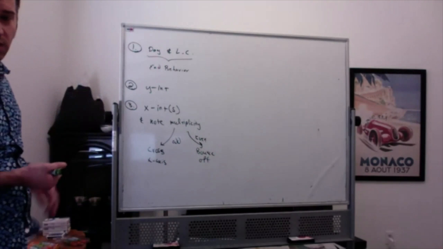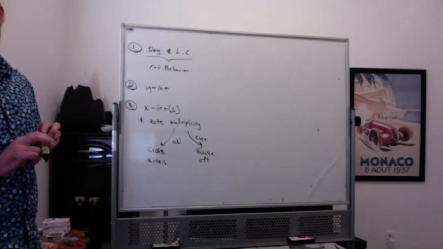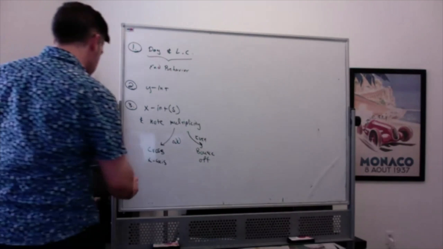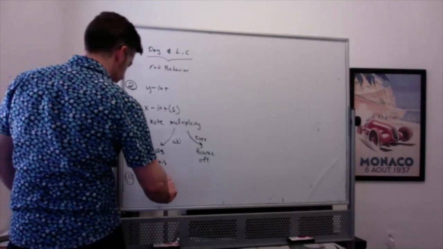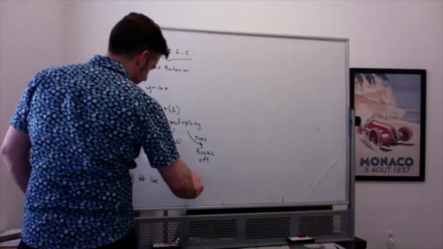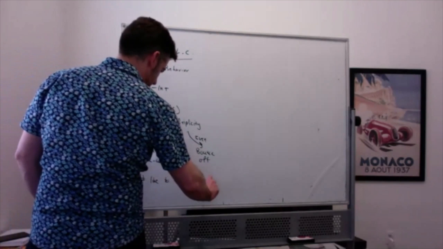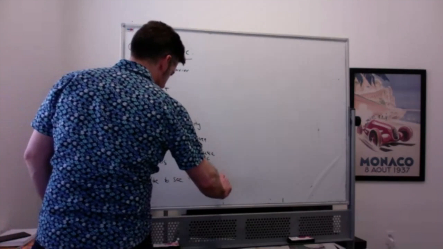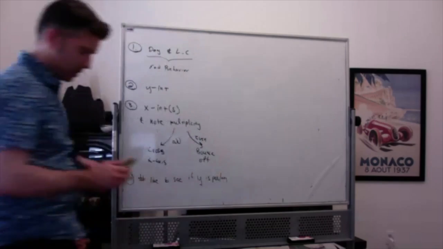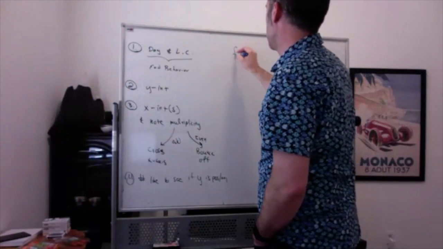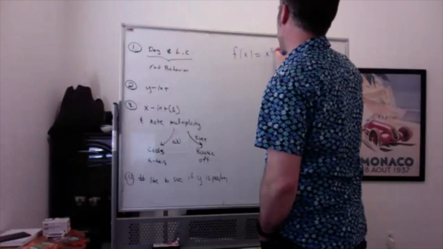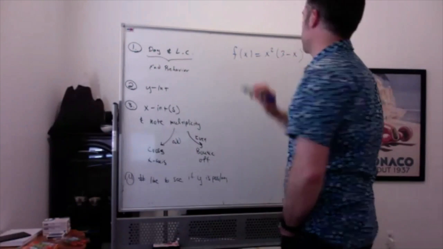Yeah, that's really about it. And then sometimes, I personally don't, but we can also look at the number line to see if y is positive or negative. Okay, so let's look at an example. Let's look at, what have I got here? Well, f of x equal to x squared times 3 minus x.